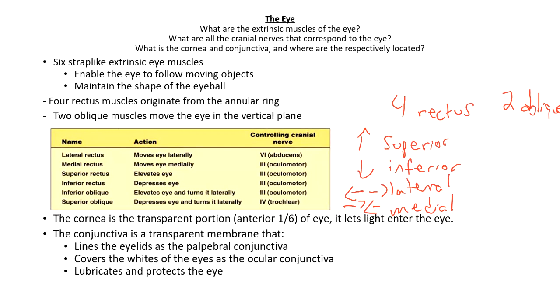Obviously, if you're moving both your eyes at the same time, one lateral is working and the medial is working for the other one, right? Because your eyes don't move separately, they move in the same direction.